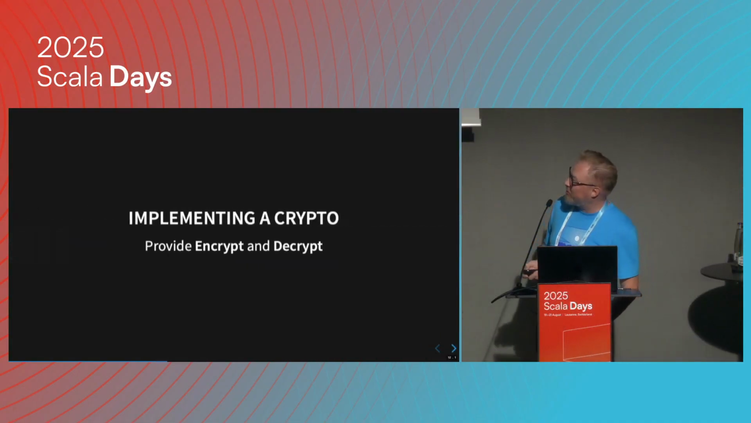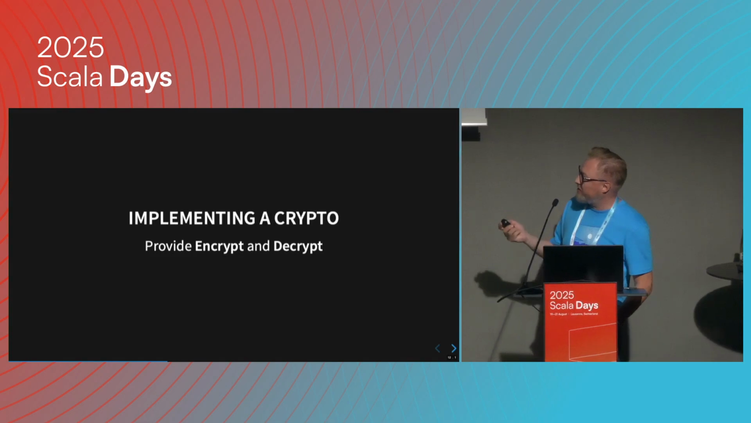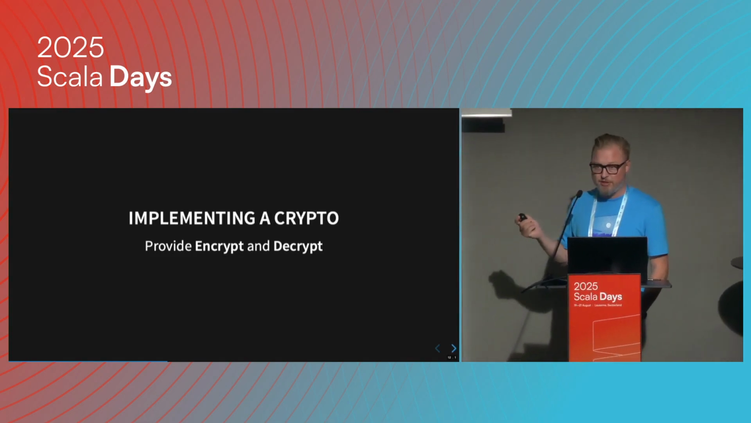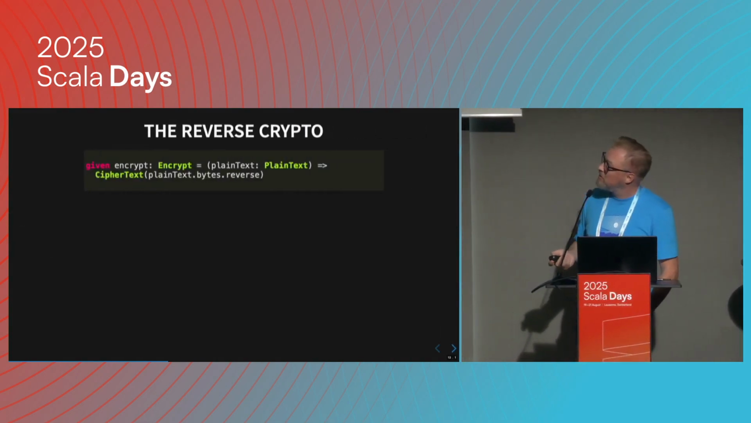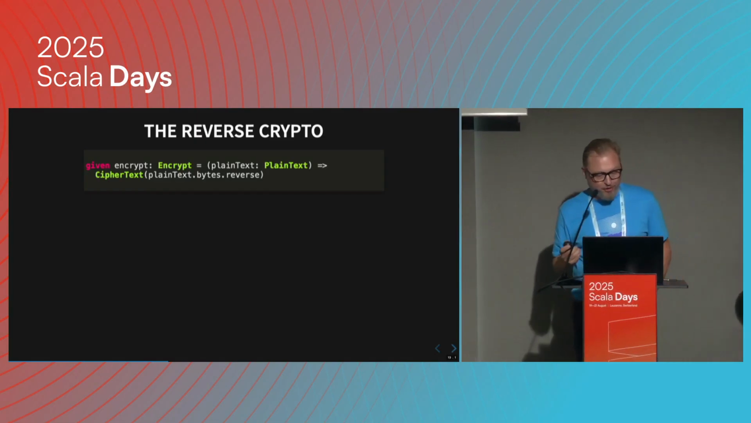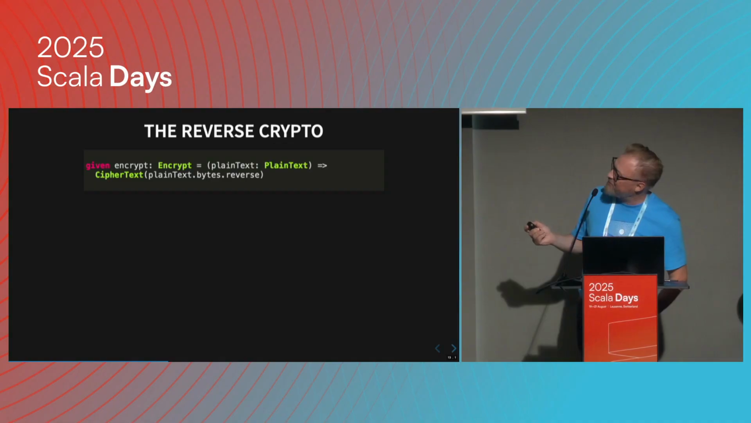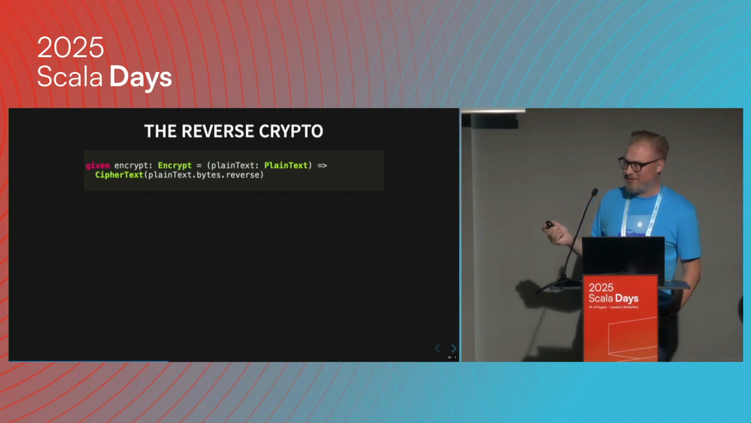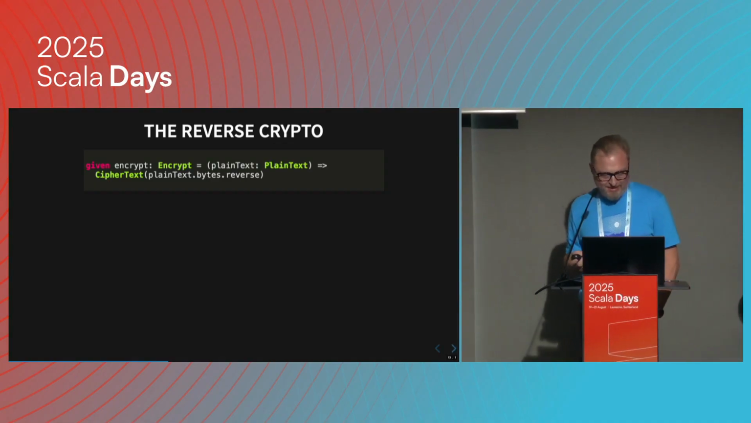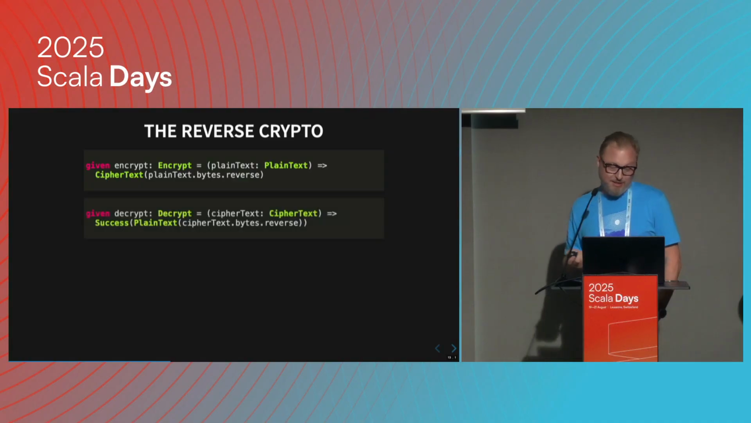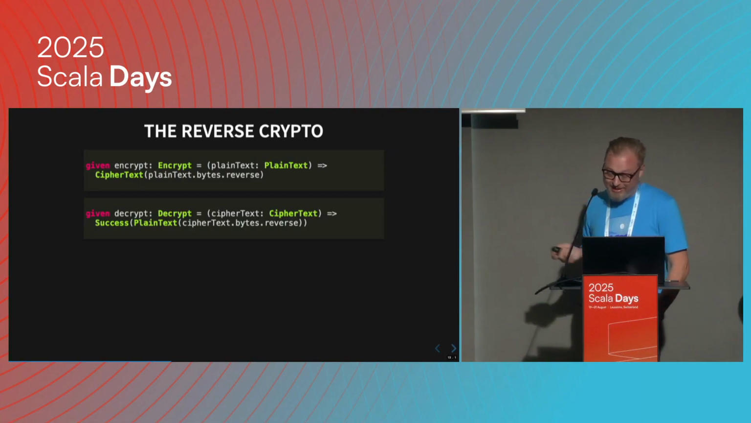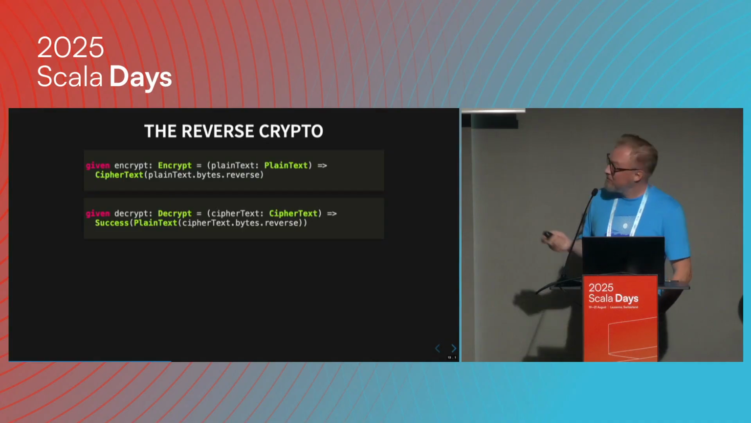So implementing a crypto, you need to provide encrypt and decrypt, right? That's the thing you need to do. So let's look at the reverse crypto. Here is the implementation of the encrypt. It reverses the bytes, so that's nice. And the decrypt basically does the same thing, but on the ciphertext instead. And that's all that's really needed to be able to use this crypto.